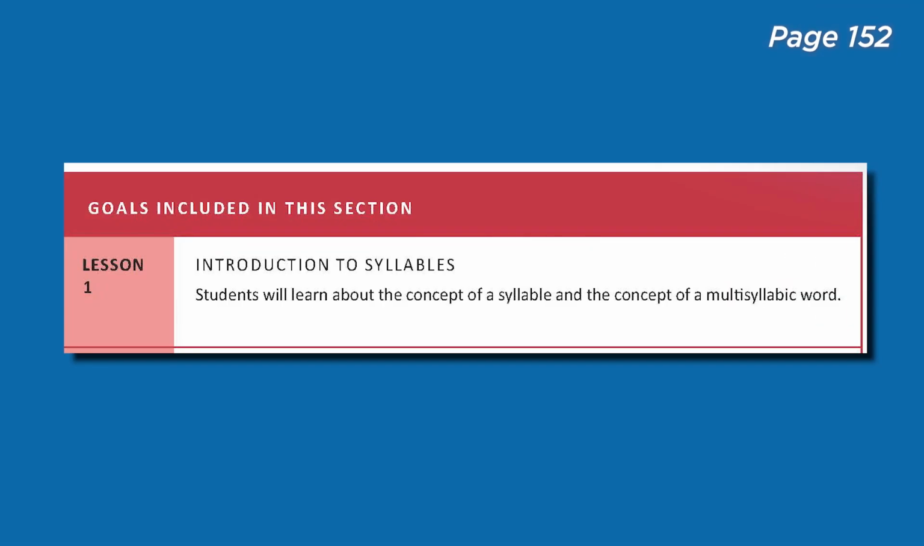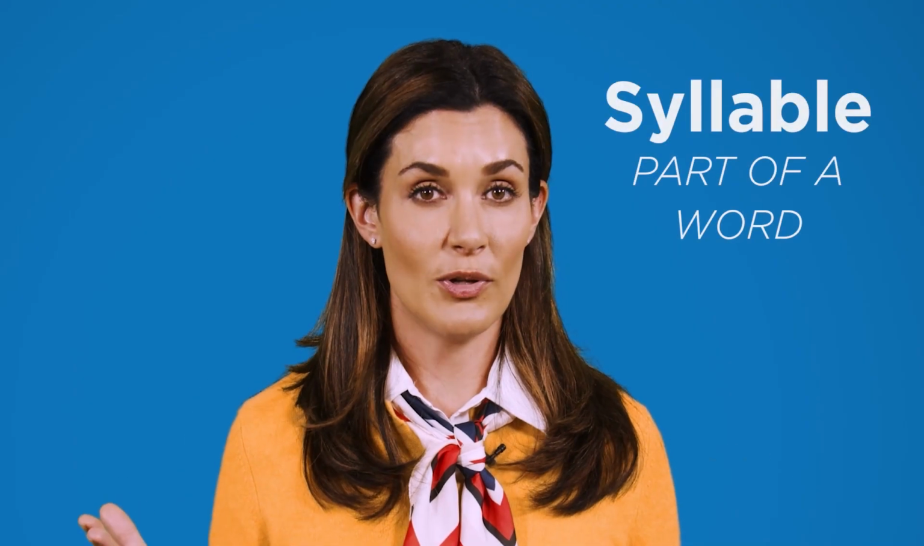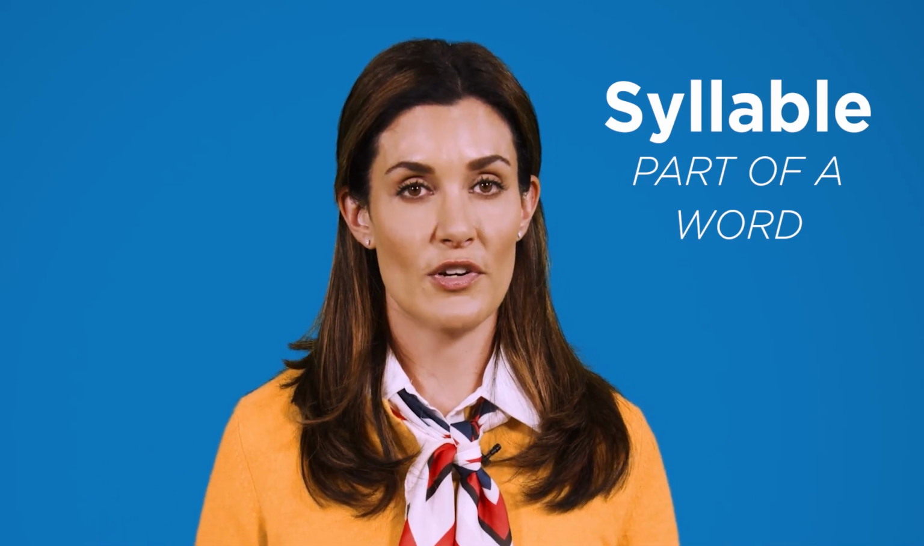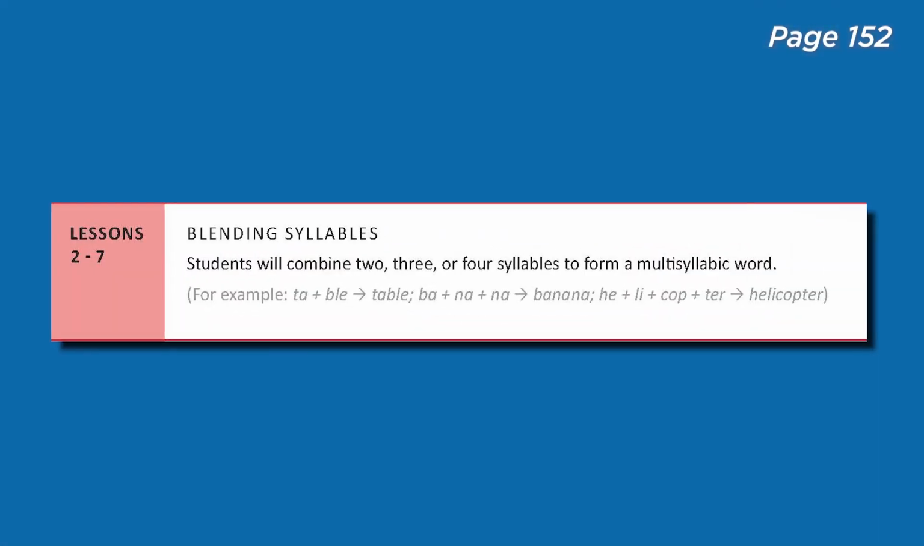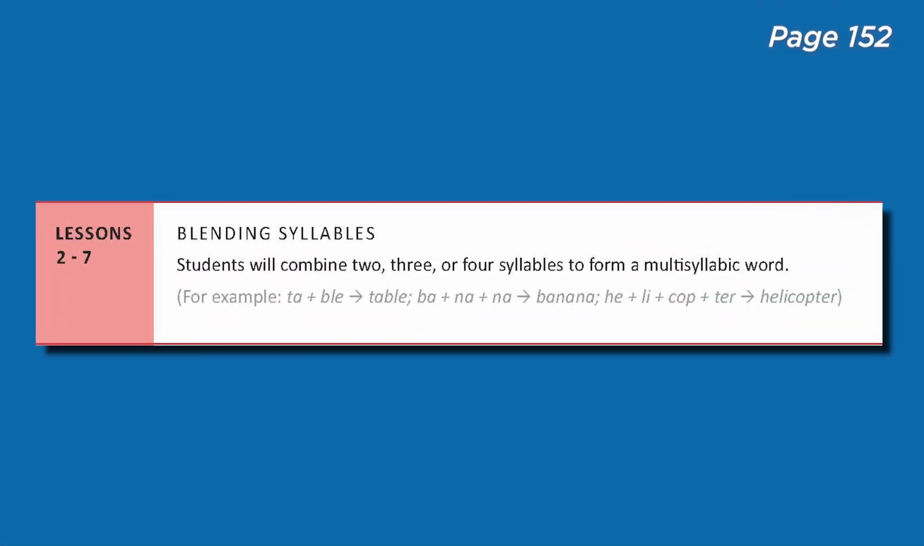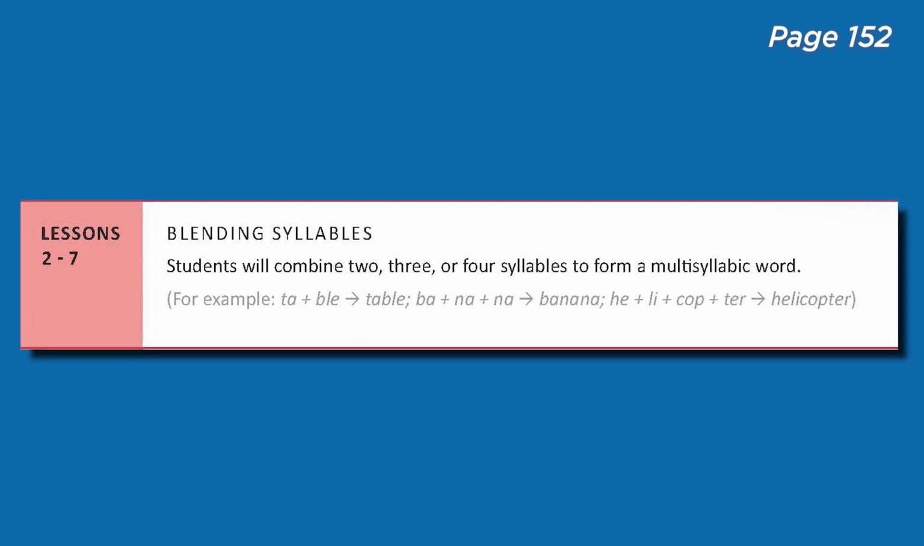Introduction to syllables. Students will learn about the concept of a syllable and the concept of a multisyllabic word. They will learn that the word syllable is the term for part of a word. Students will now learn to deal with syllables where the parts are not real words. Blending syllables. Students will combine 2, 3, or 4 syllables to form a multisyllabic word.